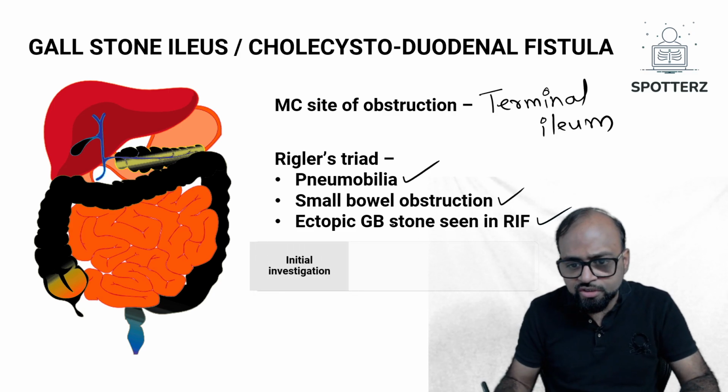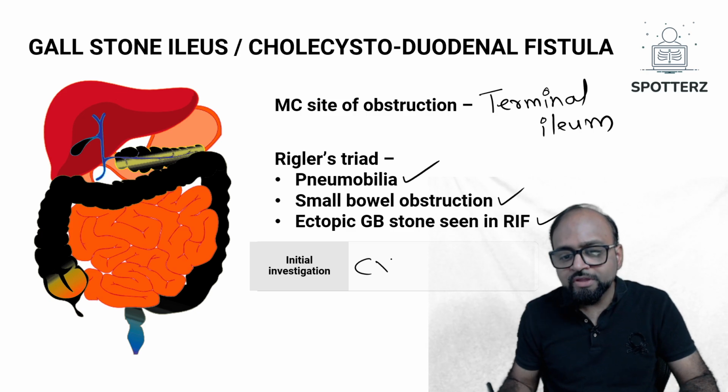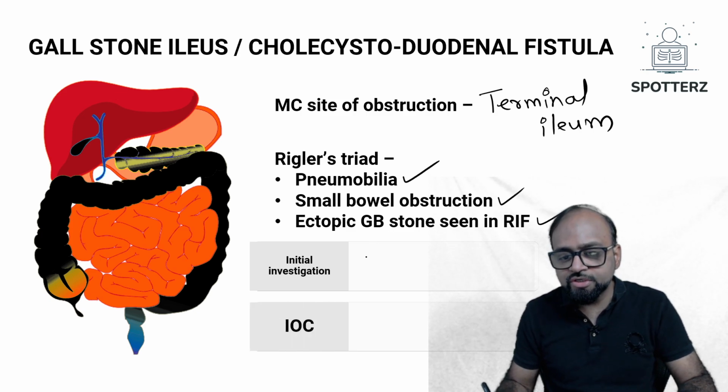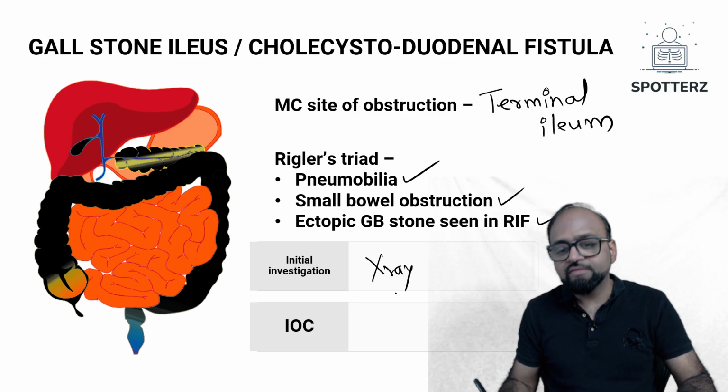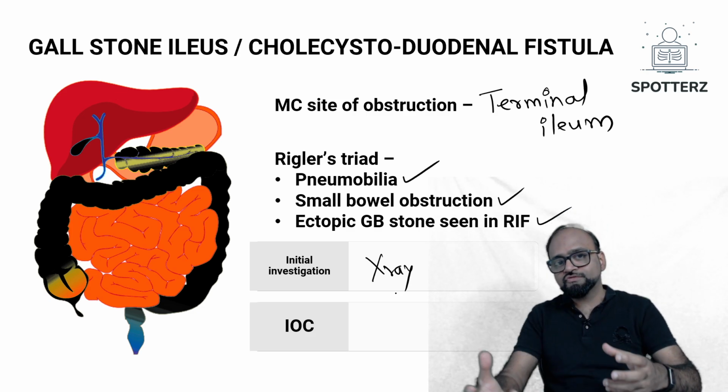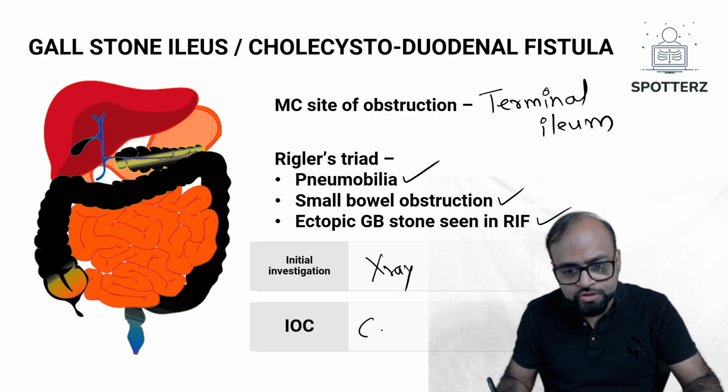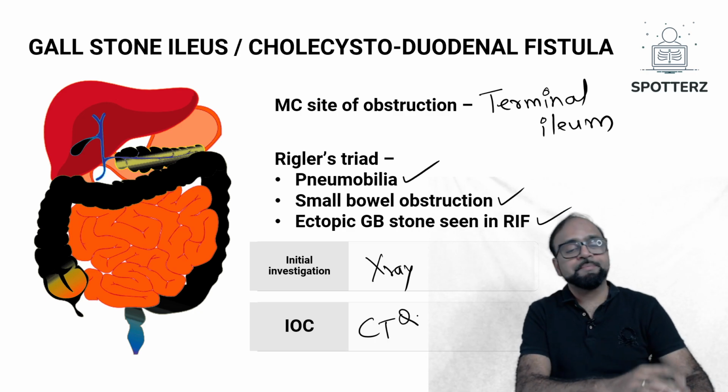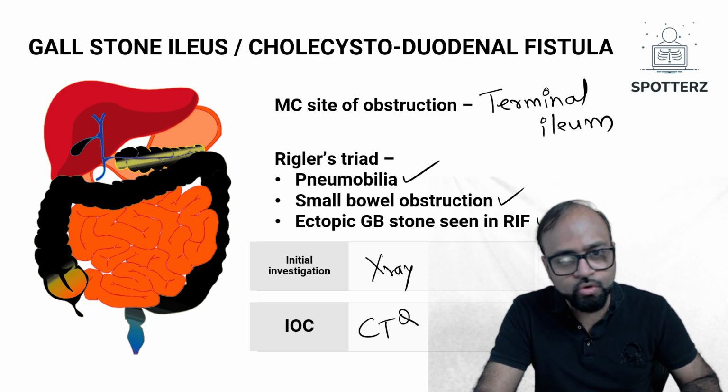Initial investigation, you may try and do a X-ray which could show the gallstone and features of small bowel obstruction, but the investigation of choice is going to be a CT scan, right? So this is a specific about gallstone ileus.